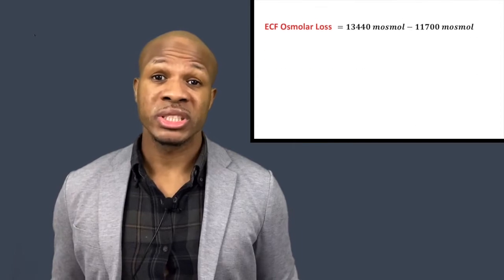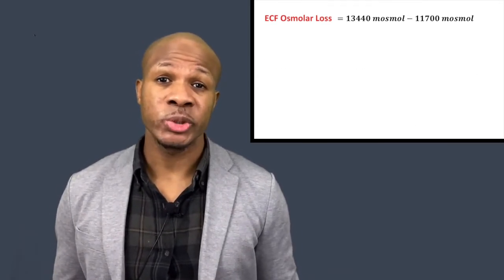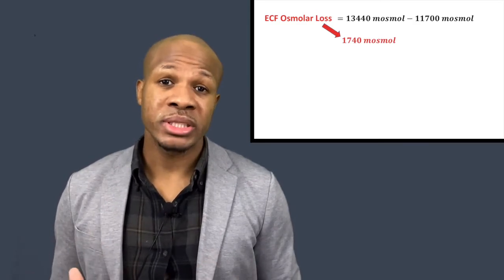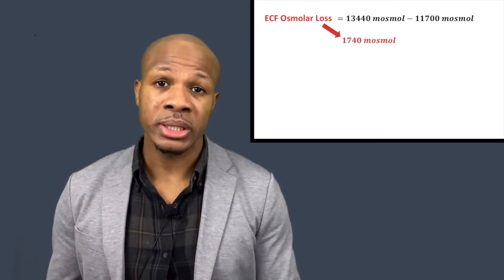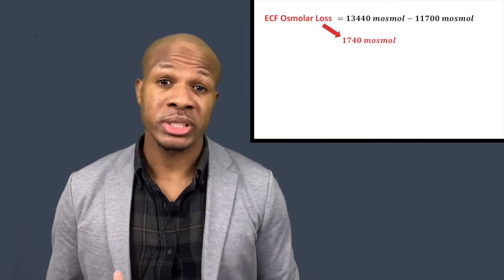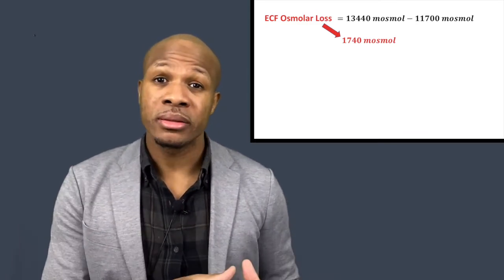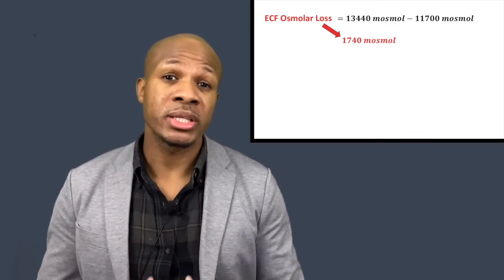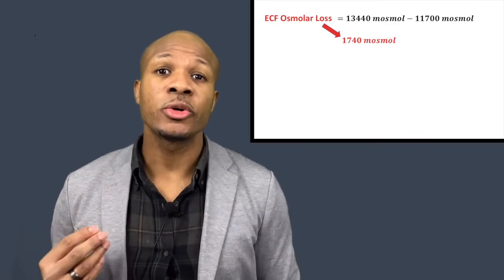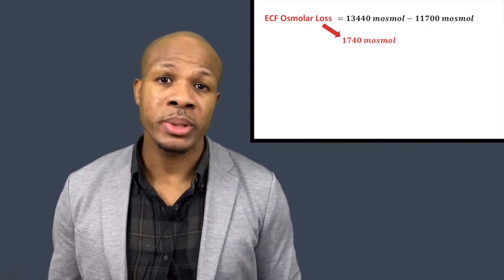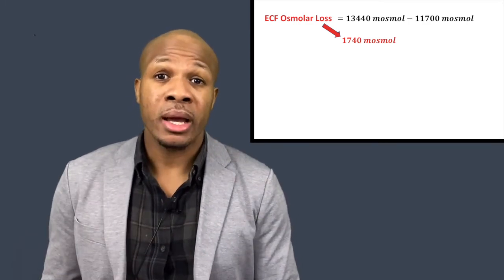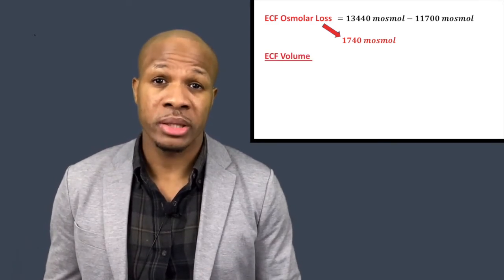So how many particles did she lose? We just need to take the difference between 13,440 and 11,700, and that gives us 1,740 milliosmoles. So this is the amount of particles that she lost from the body, and of course, the particles lost came from the extracellular fluid, not from the intracellular fluid, because her cells remained intact. So we know that 1,740 milliosmoles of particles were lost from the extracellular fluid, but now we need to know how many particles remain in the extracellular fluid.